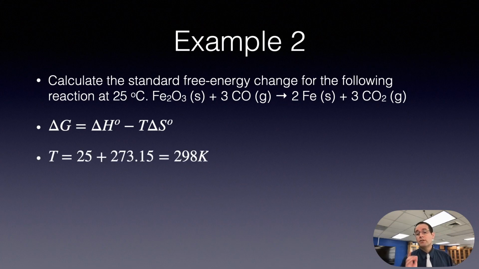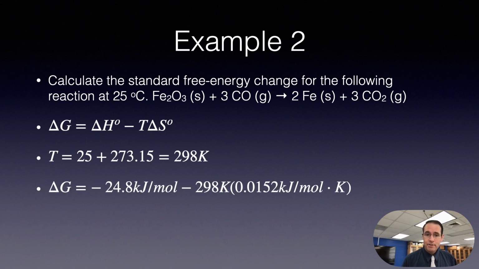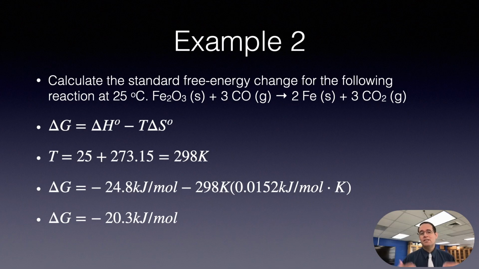Wait, before you plug this into the Gibbs, please add 273 to it. Sure, you can add 273.15, but you're going to round to the ones place. So I get 298 Kelvin, okay? Make sure your temperature is in Kelvin, because do you see the entropy units? Kelvin, Kelvin cancel. And so what you get as a final answer here is negative 20.3 kilojoules per mole.